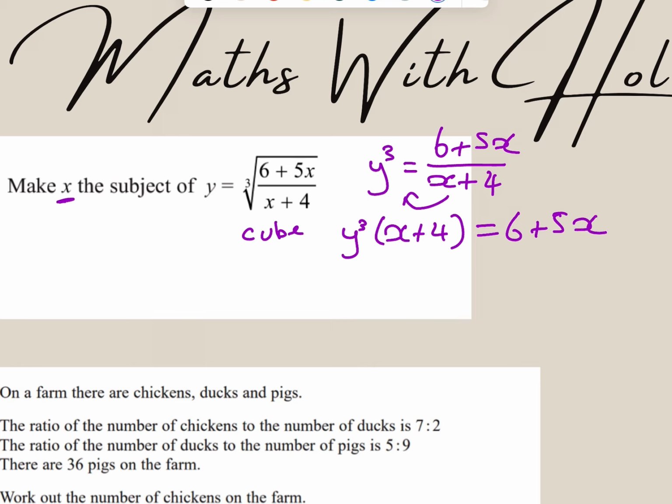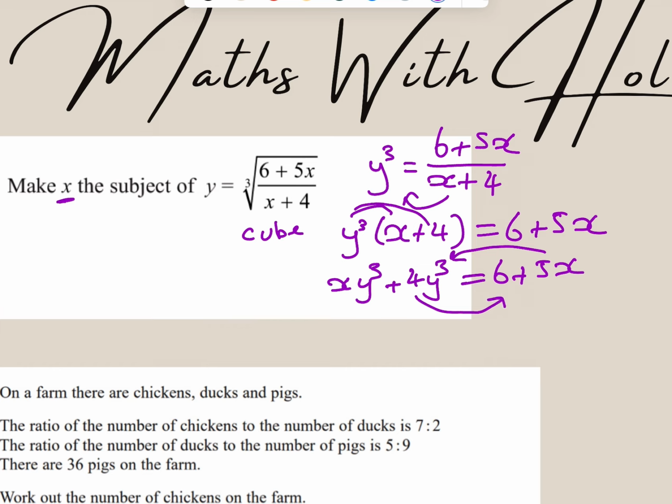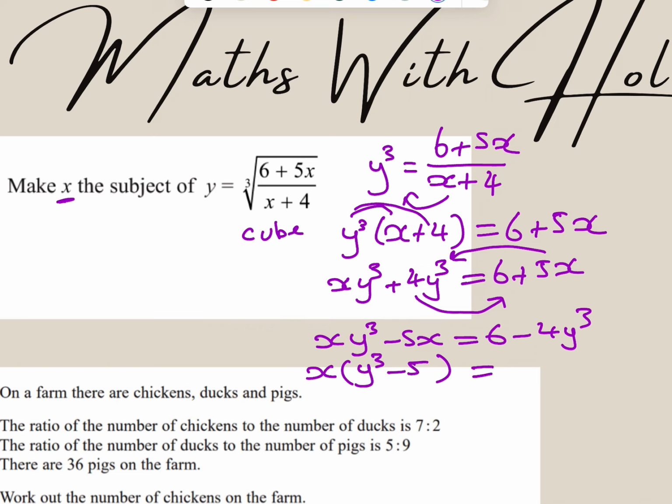Now I need to try and isolate the x, but first one is inside the bracket, so I need to expand it. So xy cubed plus 4y cubed is 6 plus 5x. So I'm going to bring the 5x over to the left and the 4y cubed to the other side. What will that read? It would read xy cubed minus 5x equals 6 minus 4y cubed. Now we've got the x's on the same side. Well, I only want 1x. So if I factorize, I'm left with y cubed minus 5.